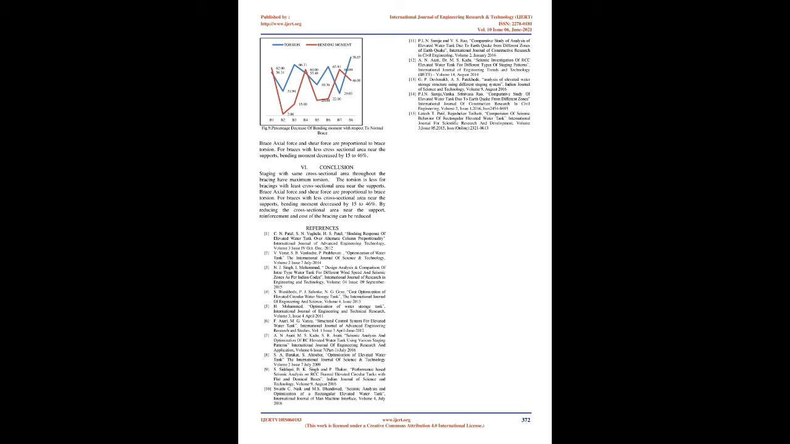Conclusion: staging with the same cross-sectional area throughout the bracing has maximum torsion. The torsion is less for bracings with the least cross-sectional area near the supports. Brace axial force and shear force are proportional to brace torsion. For braces with less cross-sectional area near the supports, bending moment decreased by 15 to 46%. By reducing the cross-sectional area near the support, reinforcement and cost of the bracing can be reduced.